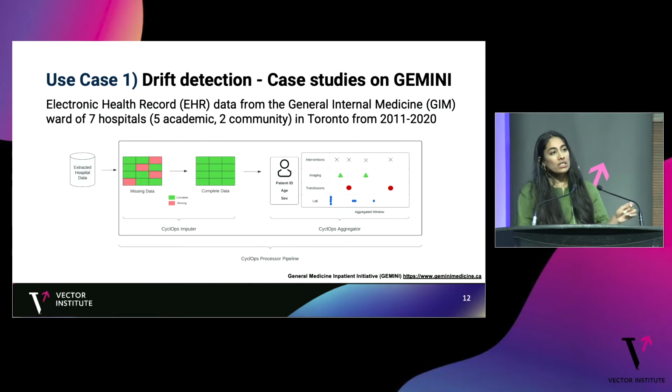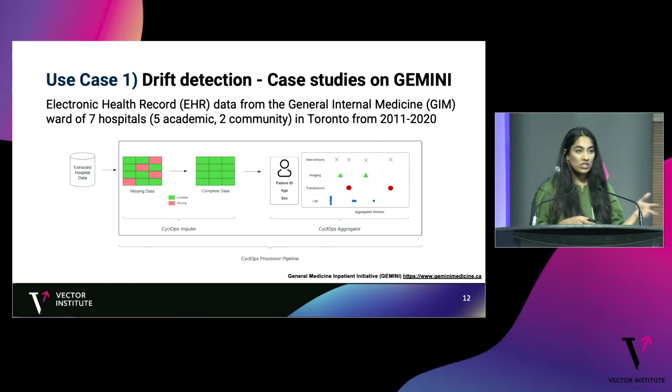So I'm just going to showcase some experiments that we've done in 2 use cases. The first is a collaboration with GEMINI. Most of our framework building has been in the GEMINI context. GEMINI is a collection of data from the general internal medicine wards of hospitals in Toronto. In this experiment, we're using EHR data from the general internal medicine wards from 7 hospitals, 5 academic, 2 community. And this is just, again, an overview of our processing pipeline.